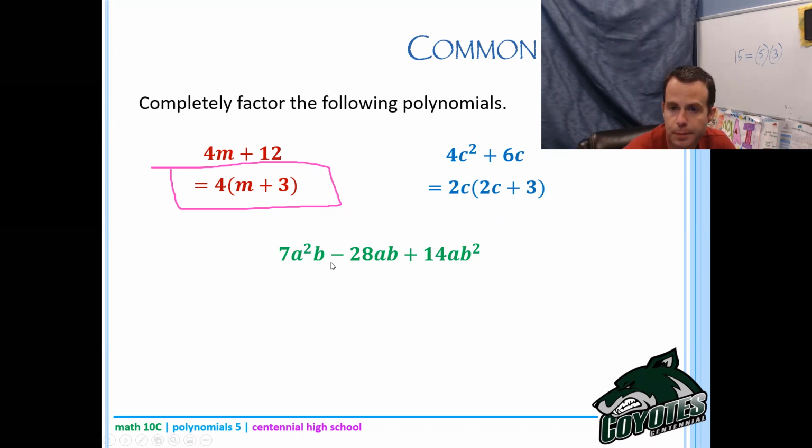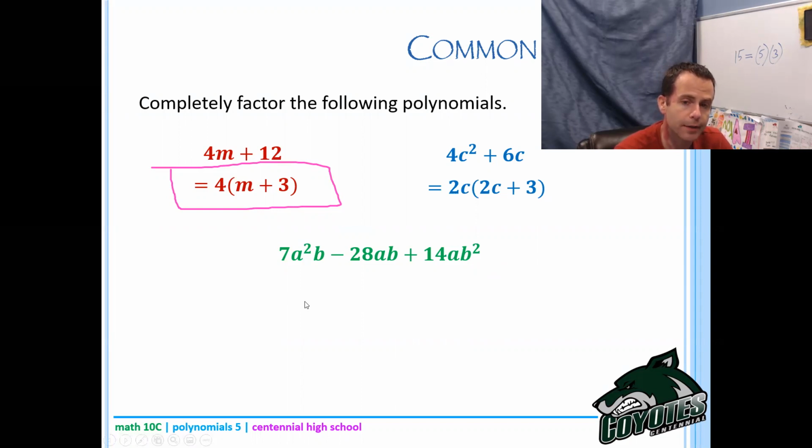7a squared b minus 28ab plus 14ab squared. Well, I know I can take a 7 out. 7 is common to all of those. I have 2 a's, 1a, 1a. So there's 1a common to everything, and there's 1b common to everything as well. So 7ab is going to be my greatest common factor.